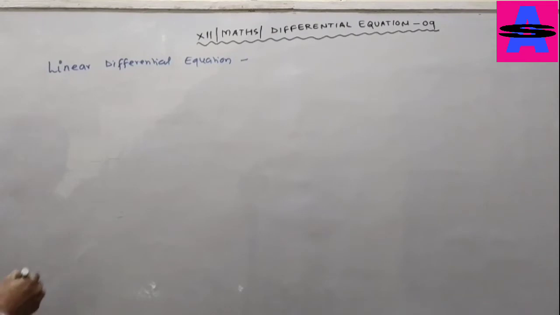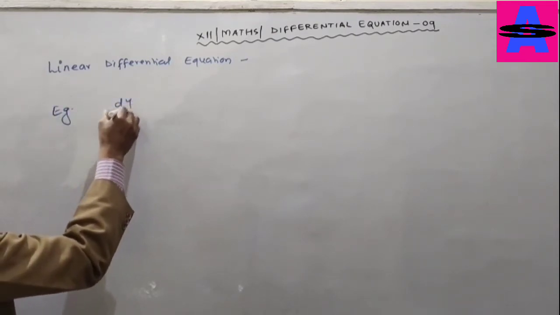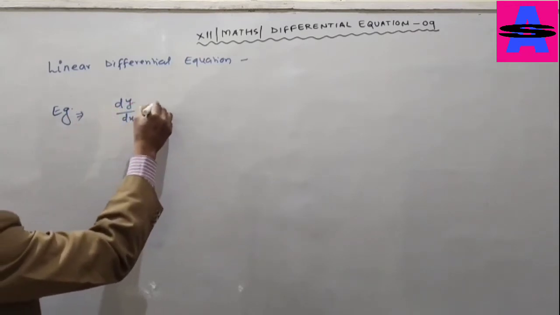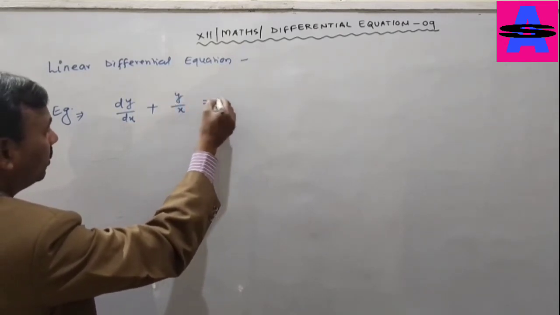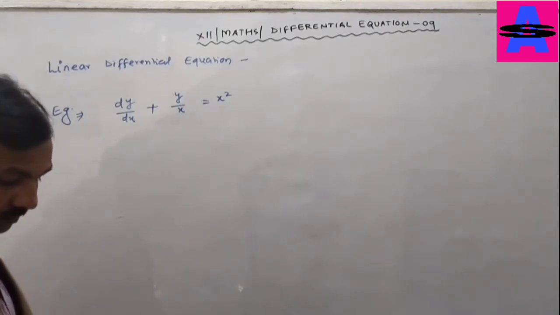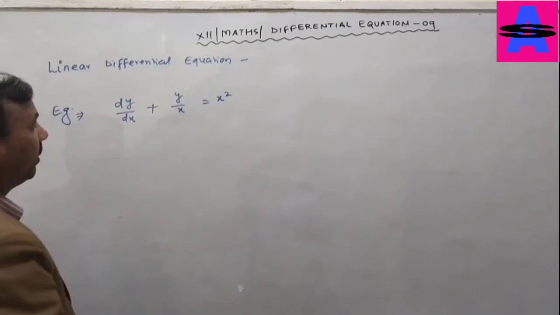We will take one example. dy upon dx plus y upon x equal to x square. This is the example, and this is a linear differential equation of first order.